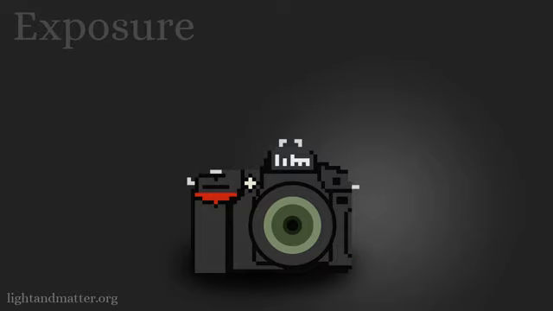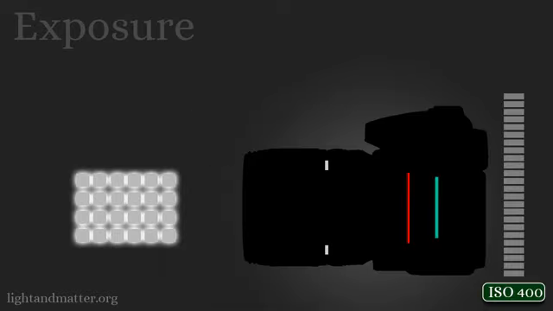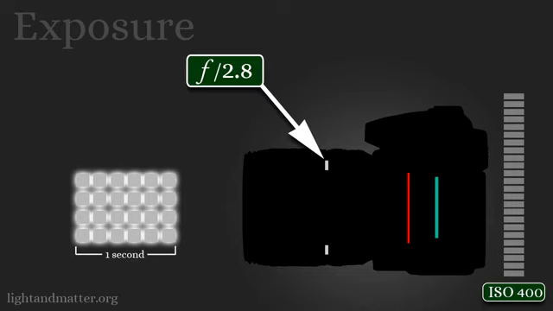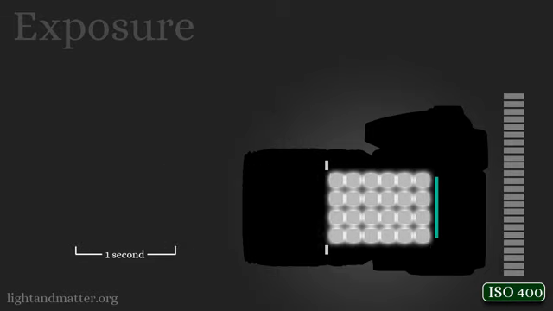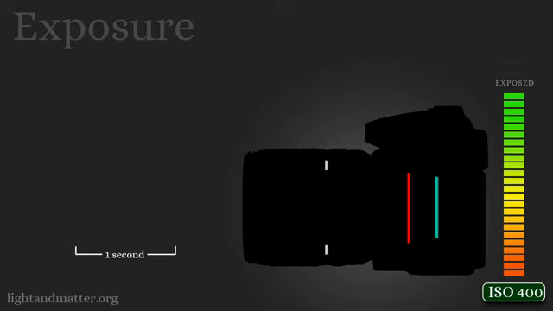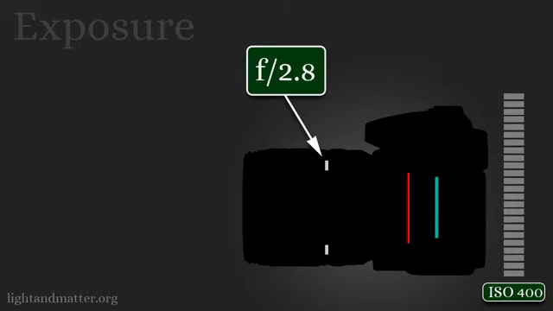Check out this diagram. Here we've got the camera set to f2.8, ISO 400, and for simplicity's sake, the shutter speed is 1 second. And if we take a picture with a camera setup like this, the exposure is just right. Now, what if we want more depth of field? We set the aperture so that it's 1 notch smaller.